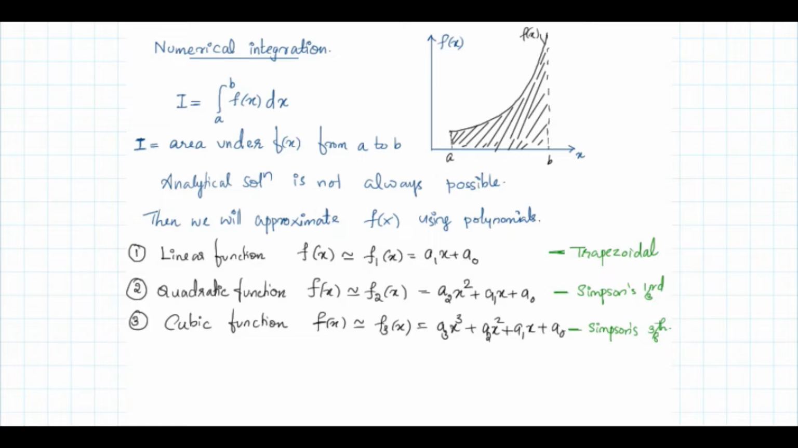We can plot the function. The variable is along the horizontal axis and the function on the vertical axis. Suppose this is the curve f of x. This black one is the graph of f of x.